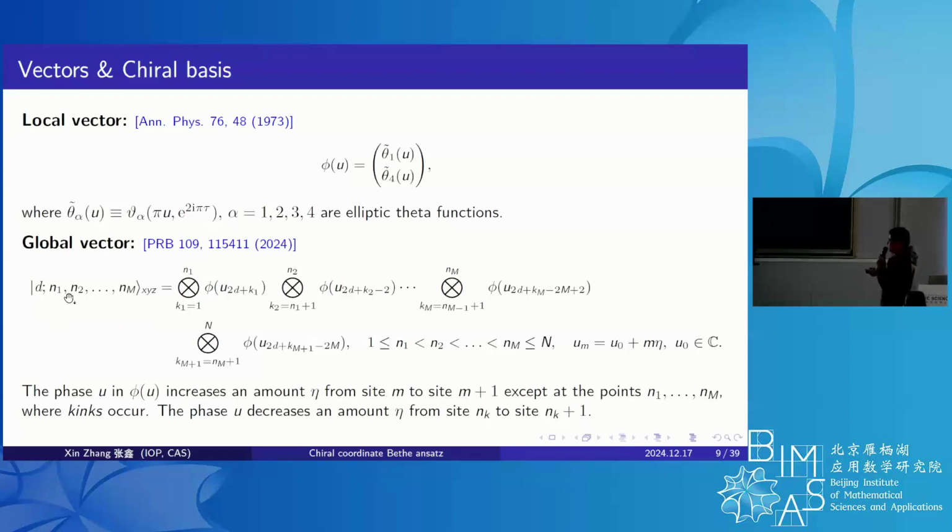two different components. First we call this d, and then there are n1 to nm. I will introduce the meaning of these two different factors later. I want to say that if we treat this u in this phi u as a phase factor, we see in this global vector that this phase just increases linearly. For example, from site m to site m plus 1, this factor increases by an amount eta. But a different case is what happens at the points n1 to nm. For example, from site nk to site nk plus 1, the phase does not increase by eta, but decreases by a fixed amount eta. This is what we call a kink.